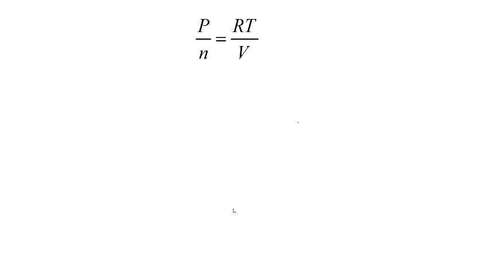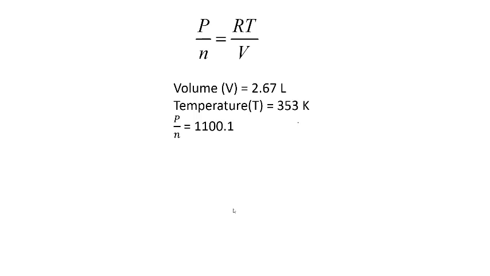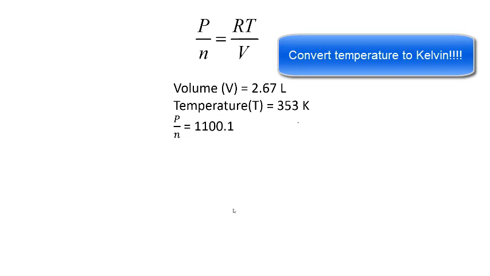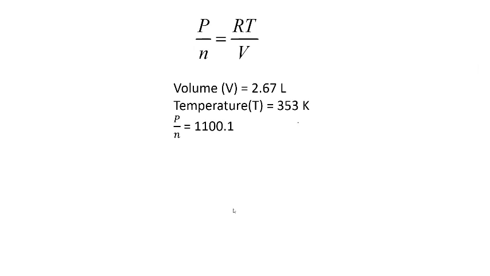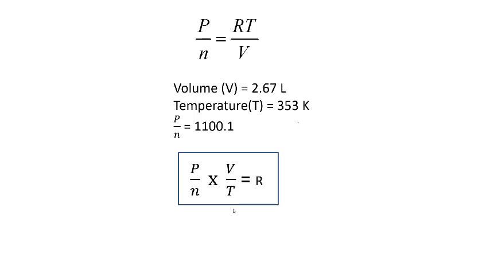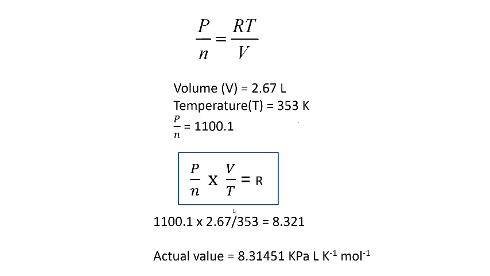We rearrange the ideal gas equation to show P over n is equal to RT over V. We know that the volume is 2.67 liters and the temperature is 353 Kelvin. We also know that the ratio of P over n is equal to 1100.1. If we place these into the equation, we get the following result, 8.321. This is a value for R, the gas constant. The actual value for R is 8.31451.